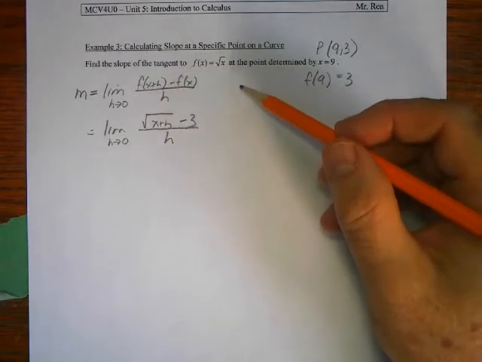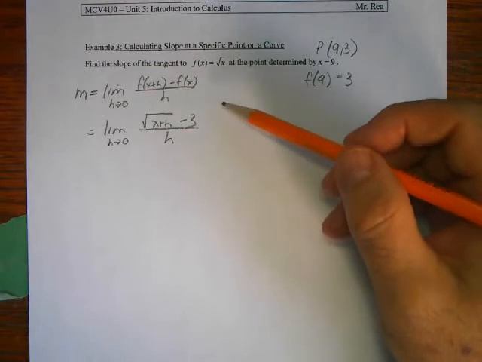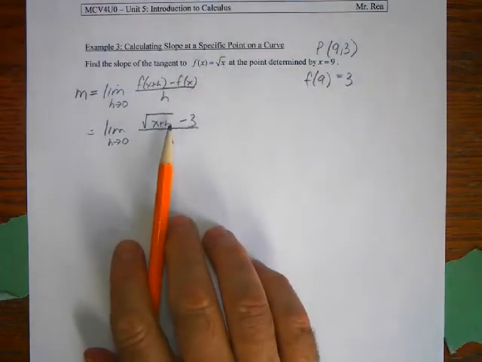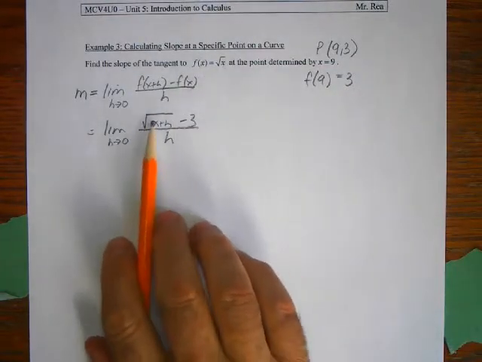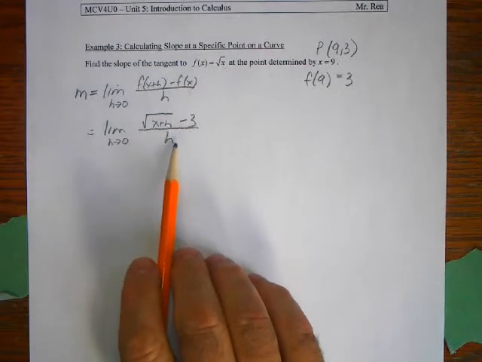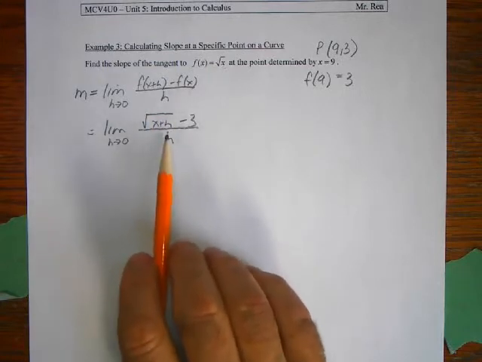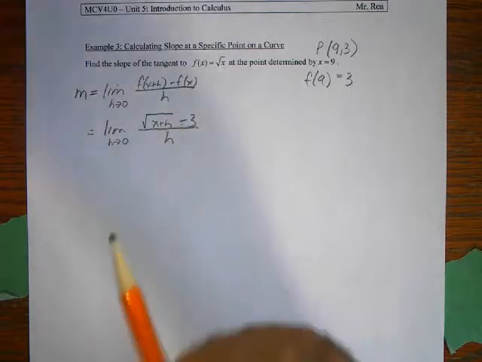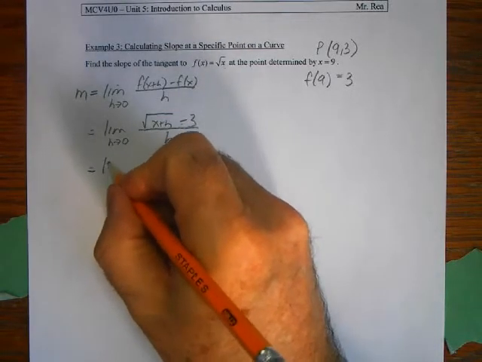So you may look at that and go, I don't have a clue what to do. But if you remember our first video lesson, we talked about not only rationalizing the denominator, but rationalizing the numerator. And that's what we're going to do here. We're going to multiply this whole expression by the conjugate of the numerator and see what happens, and hopefully something good comes out.